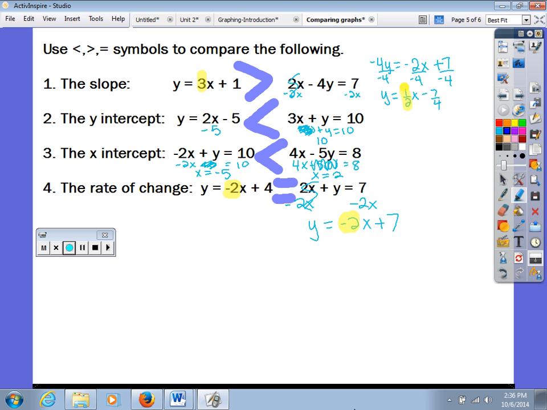So if you need little bitty notes, in order to find the slope, you have to have it in y equals mx plus b form. That makes your life so much easier. To figure out the y-intercept, you make x equals 0. To figure out the x-intercept, you make y equals 0. For the rate of change, again, you want it in this form, and it's always going to be your m, just like the first one. Same process over and over and over again. Any questions?